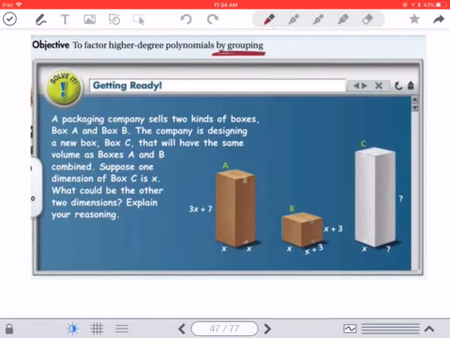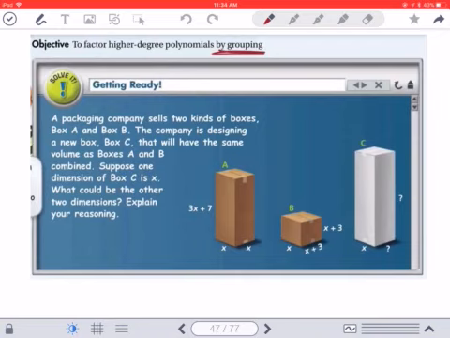Okay, so I'd like to start off with this getting ready problem. Read it, try it, pause the video, and then check your work. So go ahead and pause it.